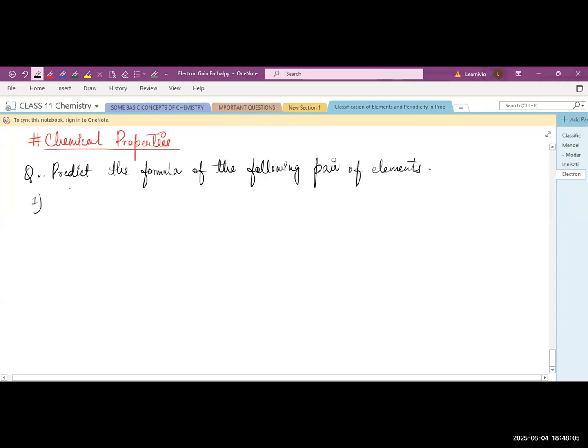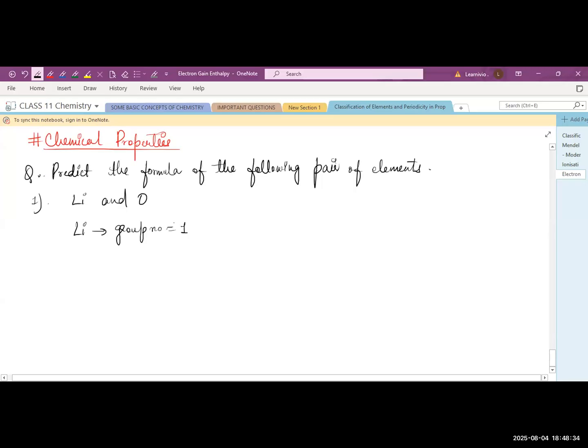First question is if lithium and oxygen is given. So how will you predict the formula for lithium and oxygen? How will they combine together to give a formula? Obviously, let's see lithium. We know that lithium belongs to group number 1, which is alkali metals, right? So it belongs to group number 1.